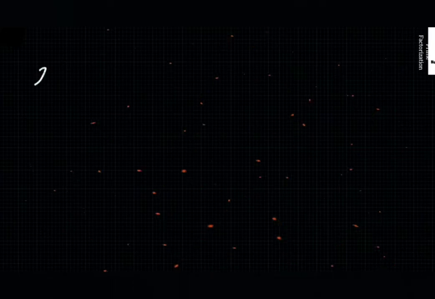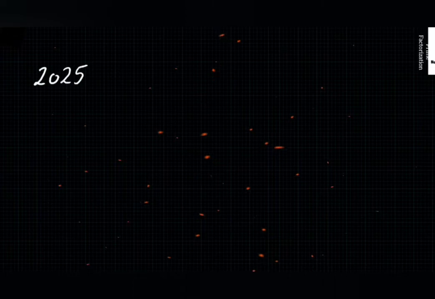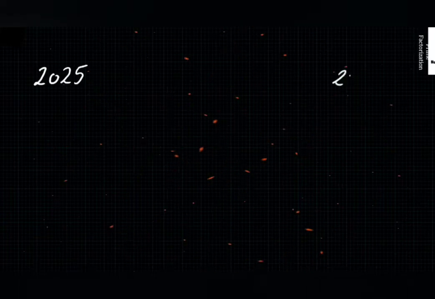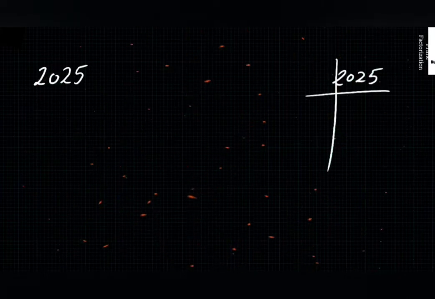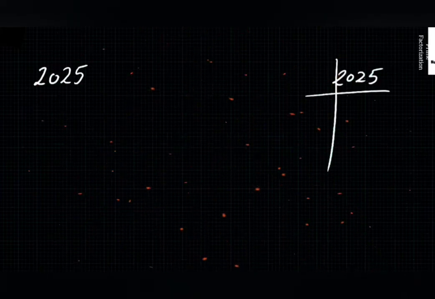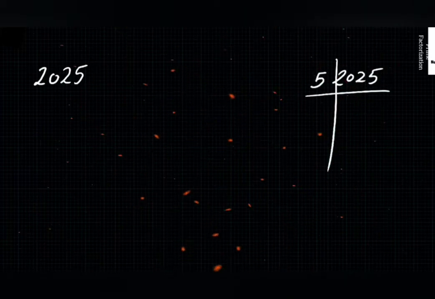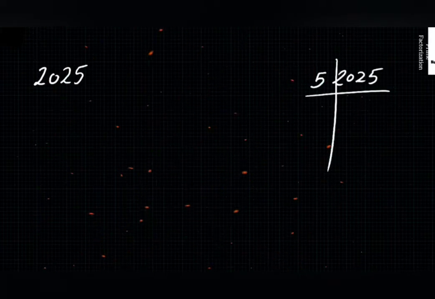Let us take another example for better understanding. So now let us take 2025. We are going to find the square root of 2025 using the prime factorization method. So what we will do first, we will find the prime factors of 2025. The least possible number which can divide 2025 is 5 only, so we'll write 5. Now we will get the result as 405.